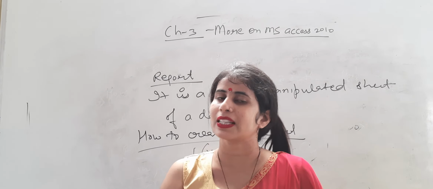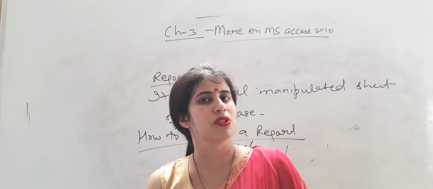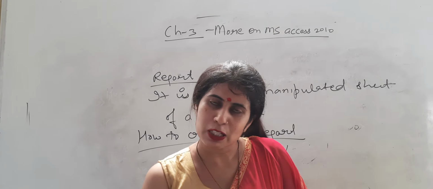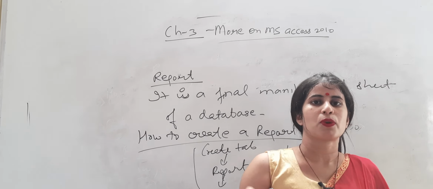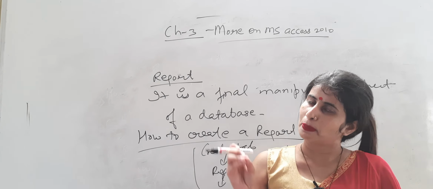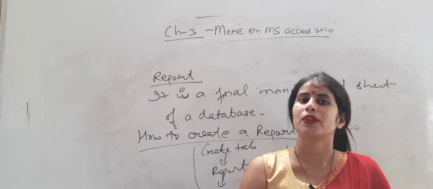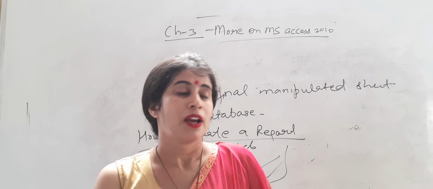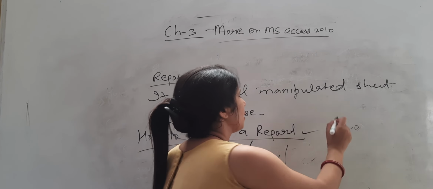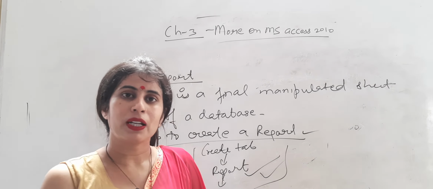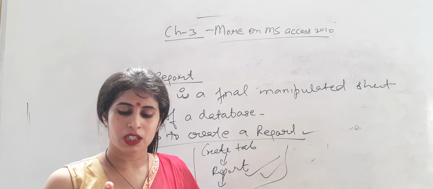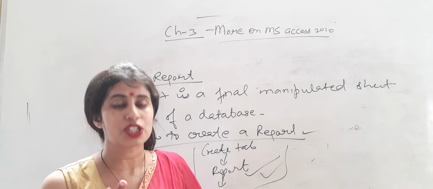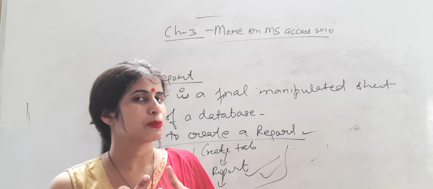And how can we take the printout? We all know we can use the command Ctrl+P also, and we can follow the procedure file, then print, and if we are going to take the preview, we will click on the print preview option. Whenever we click on the report command of the ribbon, it will show us 4 options. First is design, second is arrange, third is format, and fourth is page setup.